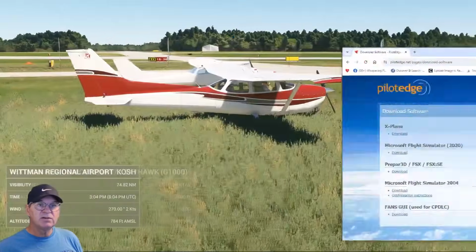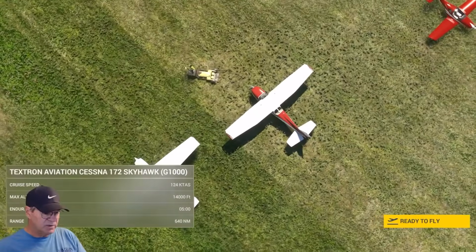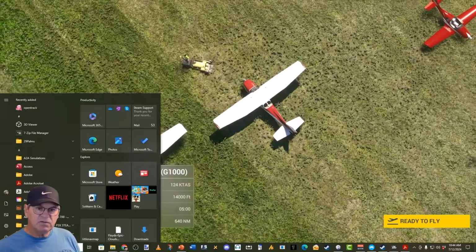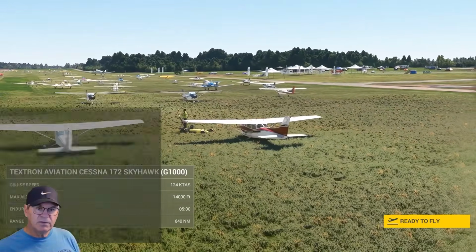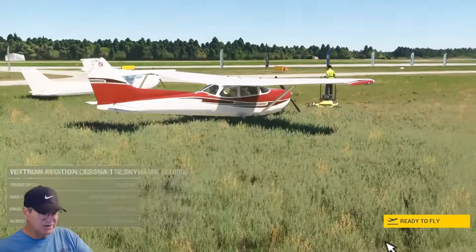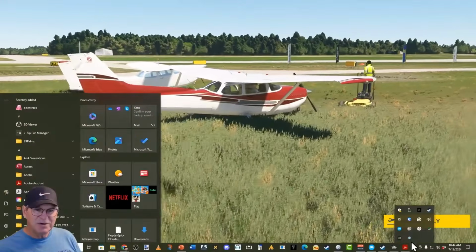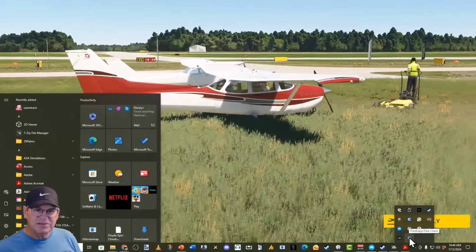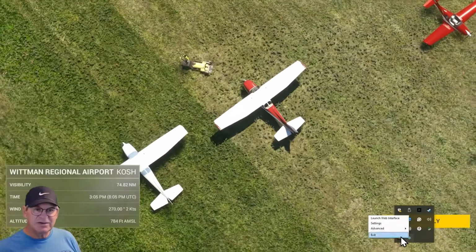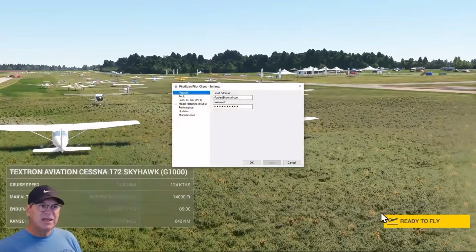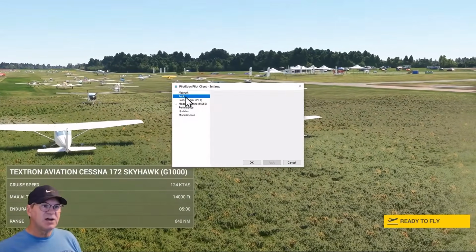All right, when you download the client software and run it, it's going to appear here as Pilot Edge Pilot Client. And you can just go into settings in there. All right, we can go like this, settings. And in the settings now, you want to go to audio and push to talk.